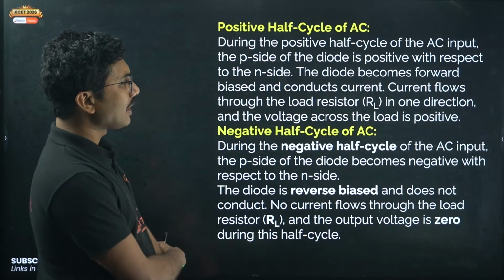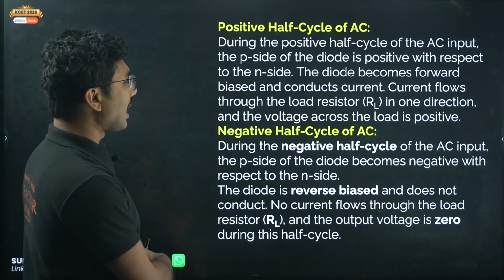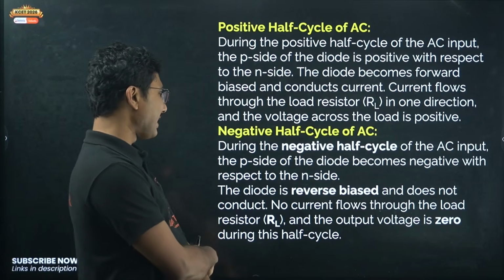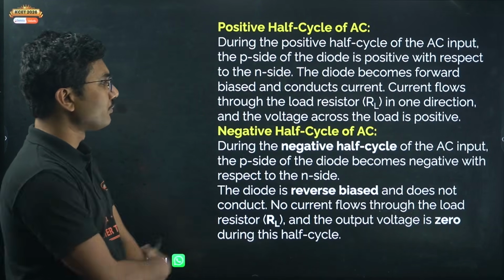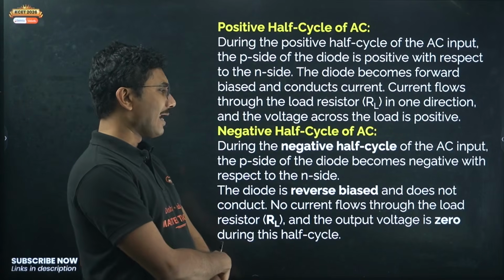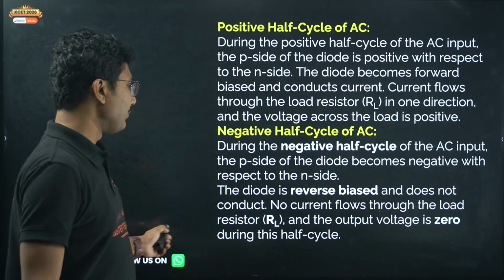During the negative half cycle of the AC input, the P side of the diode becomes negative with respect to the N side. The diode is reverse biased and does not conduct. No current flows through the load resistor RL and the output voltage is 0 during this half cycle.